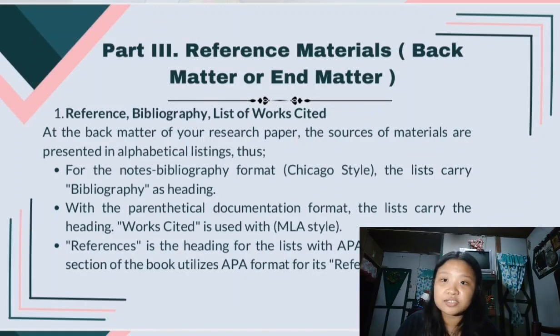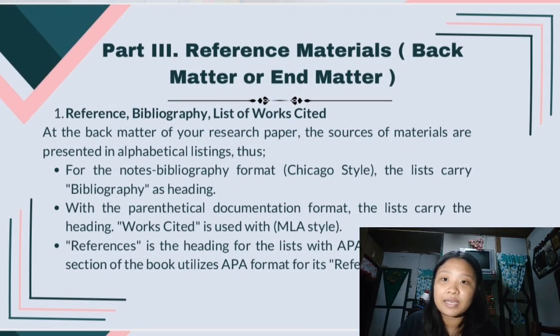Depending on the citation style, this list has different names and formats. Number one, we have the Chicago style, or what you call the notes-bibliography format. The list is labeled as Bibliography, and this is commonly used in history and some humanities fields. These styles typically use footnotes or endnotes within the text, and then all sources are compiled in the bibliography.